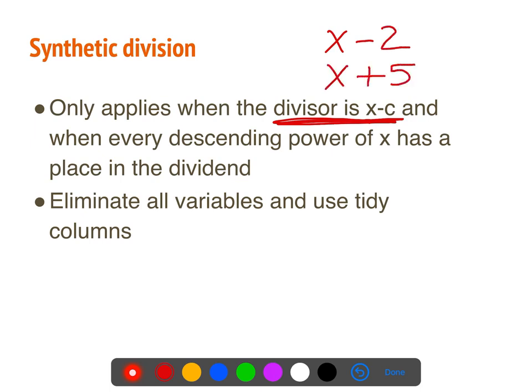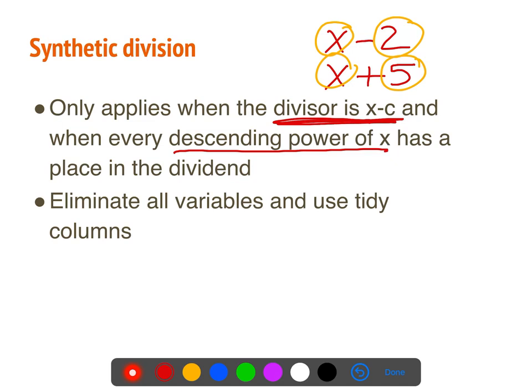It only applies when you have the divisor, that's the thing on the outside, in the form x minus c. So it could be something like x minus 2 or even x plus 5. The idea is you have an x or some variable plus or minus a number. If you have an x squared or you just have a number or something, then that's not going to work. It has to be in that form.